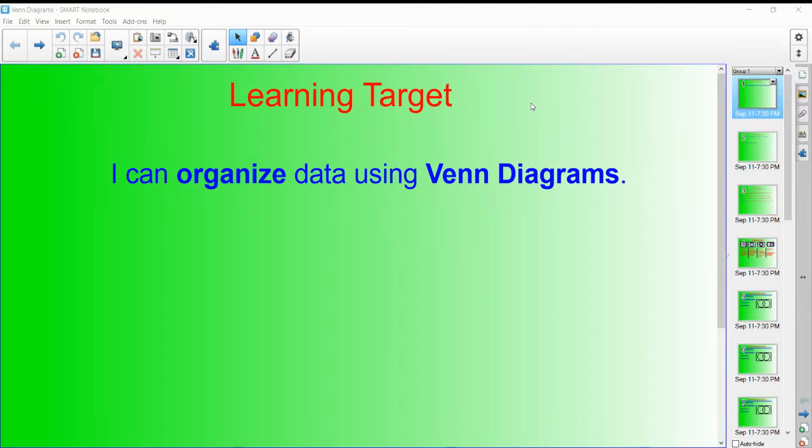Hello everyone. Today we're going to start our set theory mini unit. Today we're going to talk about how we can use Venn diagrams to organize data. Different numbers we can put in different sets based on their characteristics. So we need to start with a few vocabulary terms.